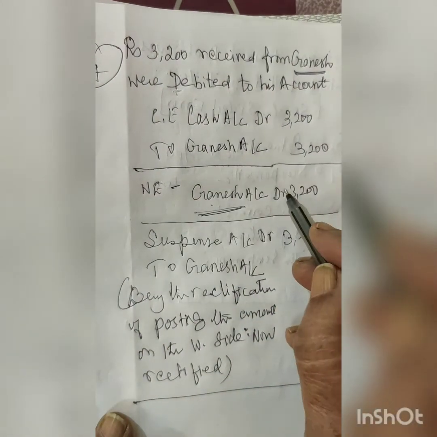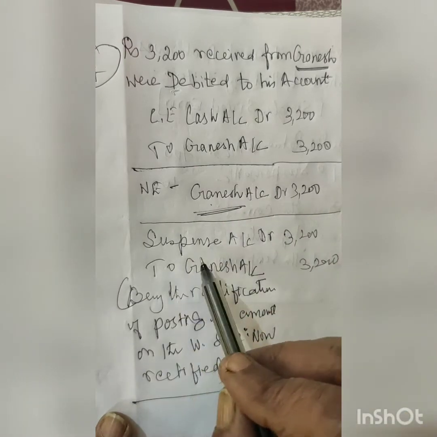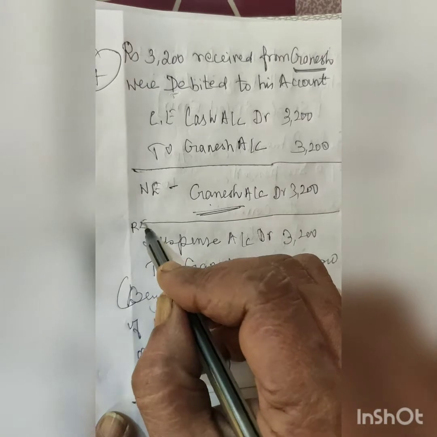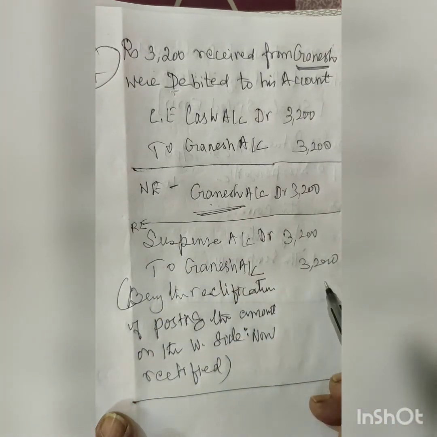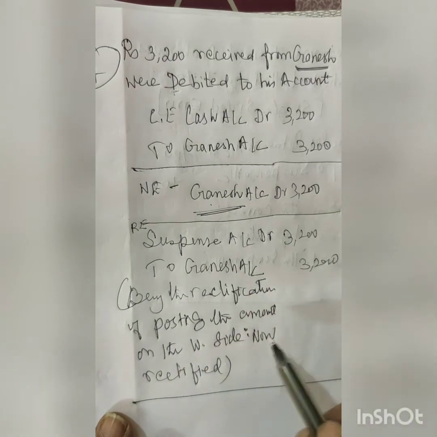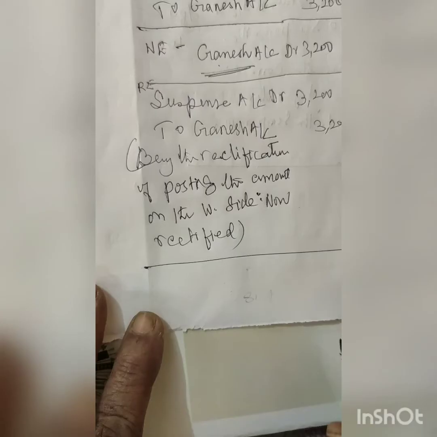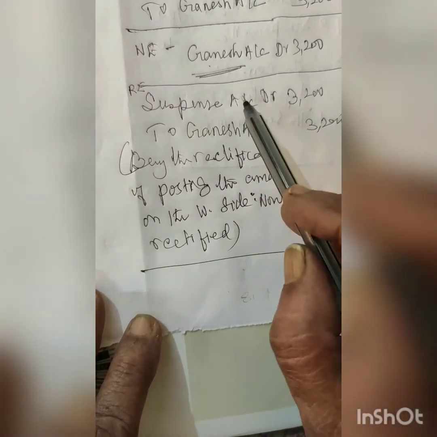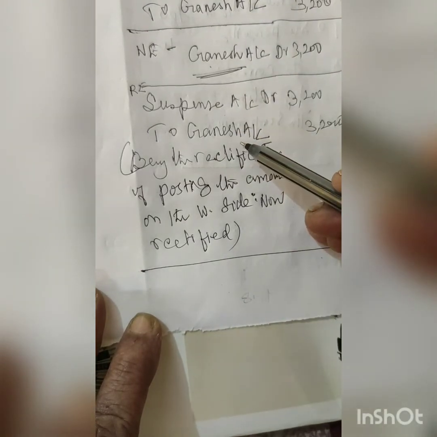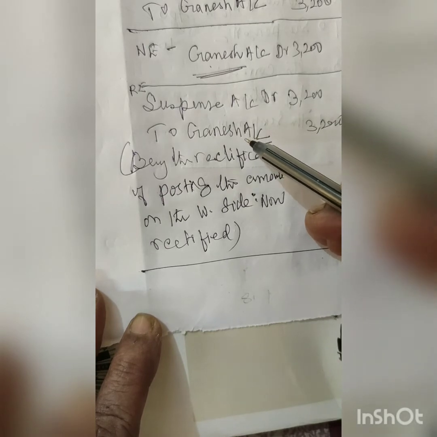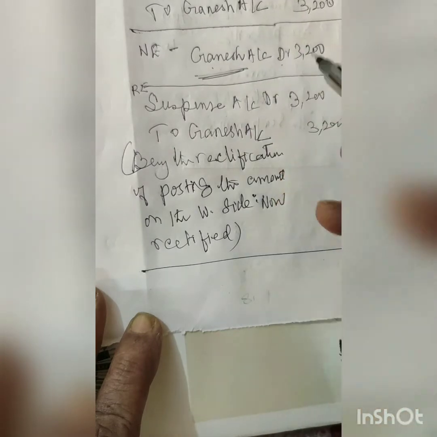So it is debited to his account, it should be reversed. That means it should be credited. Then suspense account, this is a rectification entry. Suspense account debited rupees 3,200 to Ganesh account 3,200, being the rectification of posting the amount on the wrong side, now rectified. Okay. Now the continuation. Here actual suspense account is debited and Ganesh account is credited. Now we are posting the correct entry. Then we have to reverse this entry, because this is on the debit side, you have to make it a credit side.